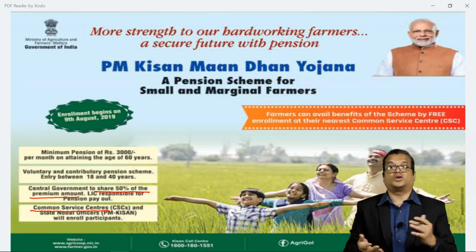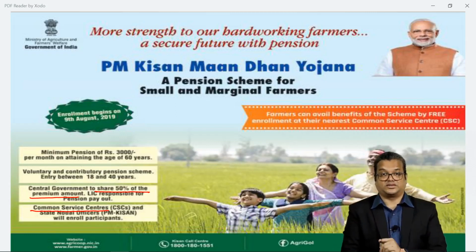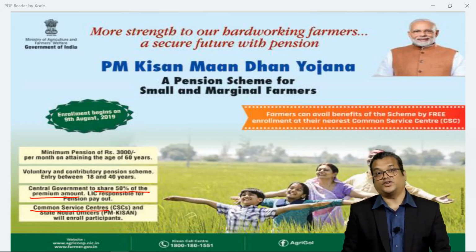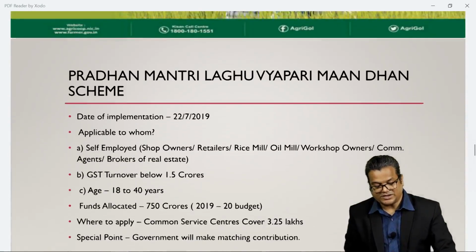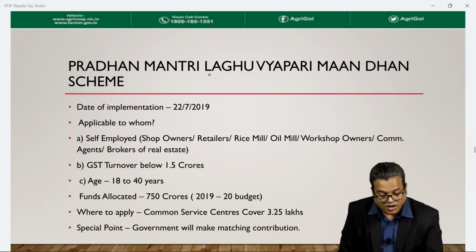So what if we are not a Kisan? What if we are not a farmer? What if we are doing our own business? Definitely, there is a scheme for these people also. Let's see. So Pradhan Mantri, that is Prime Minister, Laghu Vyapari Mandhan scheme.